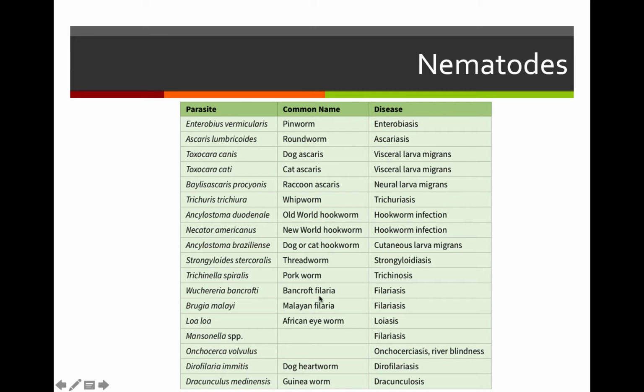For example, Bancroft filaria causes basically a type of elephantiasis where the worms get in the bloodstream and block circulation to such an extent that the patient's leg will swell up and looks like an elephant leg, excuse me. So some of these are very, very wicked infections. But again, we'll talk about the ones that are most common in people in the US, though things like Raccoon ascaris can be acquired in the US.